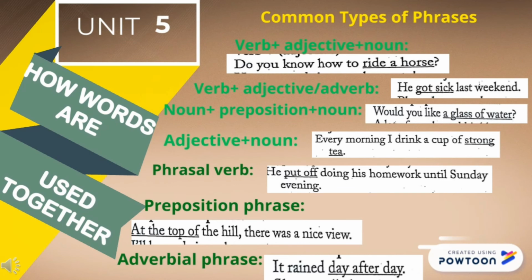Unit 5. How words are used together. People often use certain words together in phrases. When you are reading, you will understand better if you can recognize common phrases quickly. Common types of phrases: verb plus adjective plus noun. For example, do you know how to ride a horse?